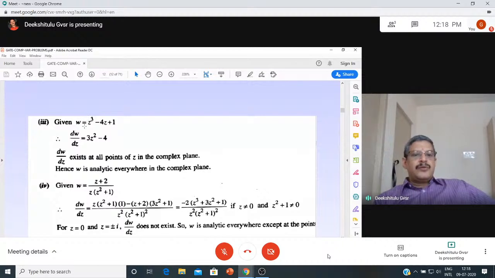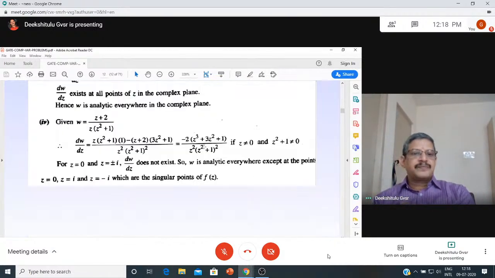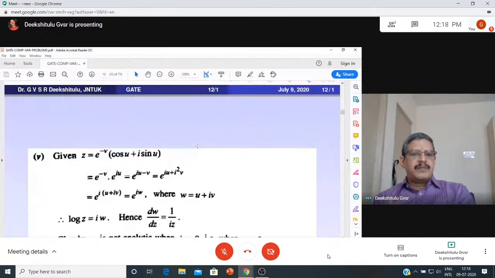So w is equal to z cube minus 4z plus 1, dw by dz is 3z square minus 4, a polynomial. It's always continuous and differentiable. So this function is always analytic in the whole complex plane. So it becomes an entire function. Entire function means the function is analytic throughout the complex plane, and it is called an entire function. So similar problems like that. And to prove that a function is not analytic, we have done this problem already.